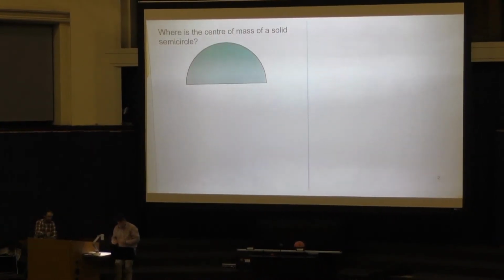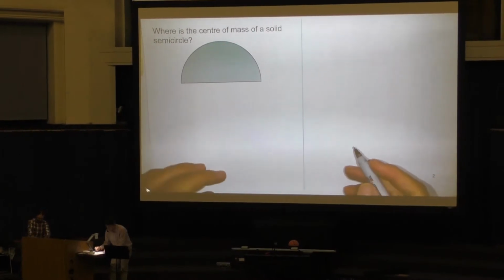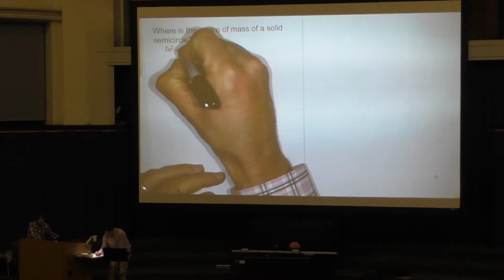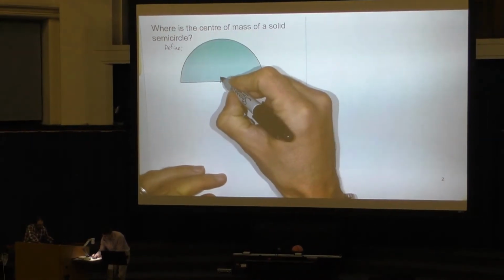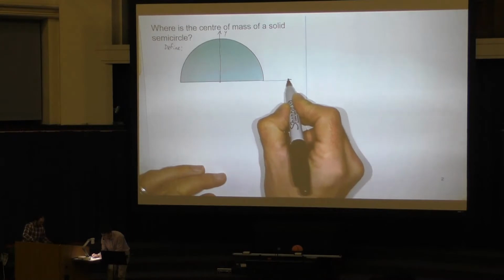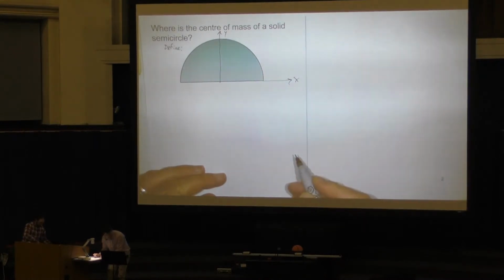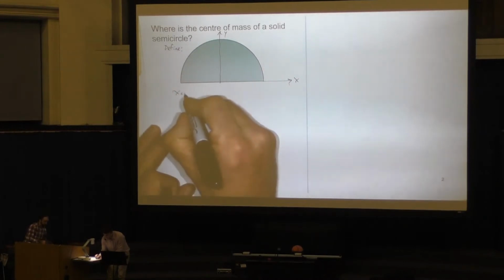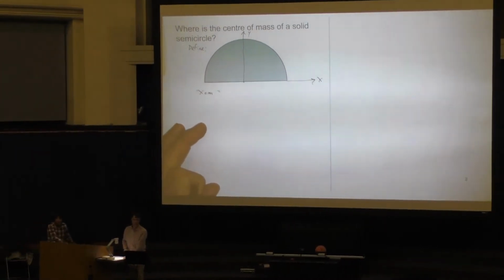So, first step is define our axes. Let's do the same as we did last time. We'll put y up in the middle, and we'll put x off like this. And then we need to find the center of mass. So we can do that: x center of mass equals, who knows?